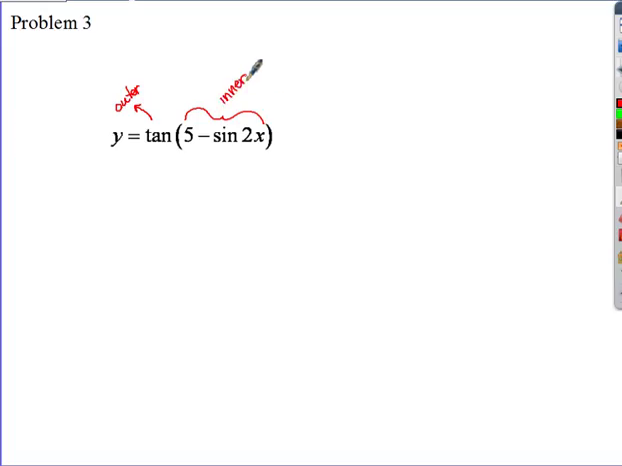But look at this. Sine of 2x right here, wouldn't this be sine of 2x like this in parentheses? So in our second step, sine will be the outer and 2x will be the inner. So we're going to have to do the chain rule twice. So first we'll start with the most outer function. So dy/dx equals the derivative of tangent, secant squared.